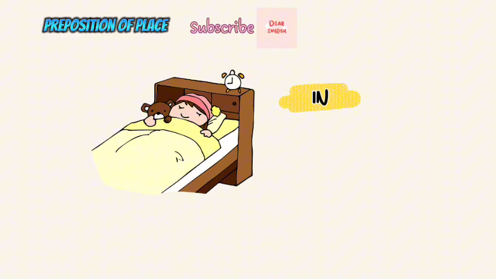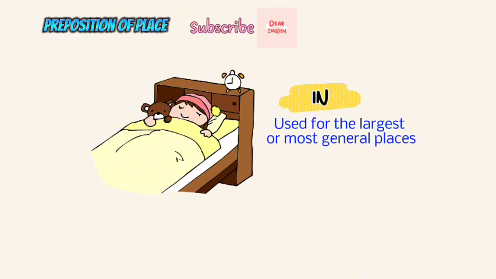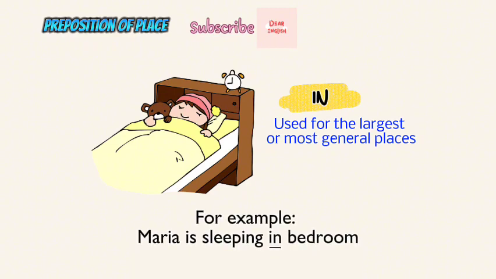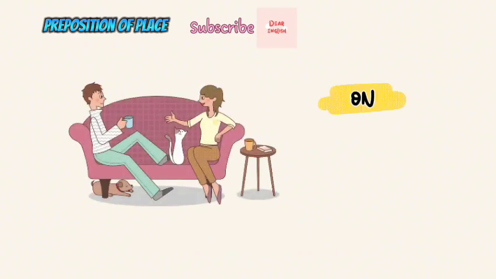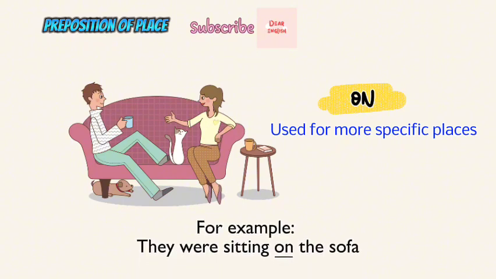In. Used for the largest or most general places. For example, Maria is sleeping in bedroom. On. Used for more specific places. For example, they were sitting on the sofa.